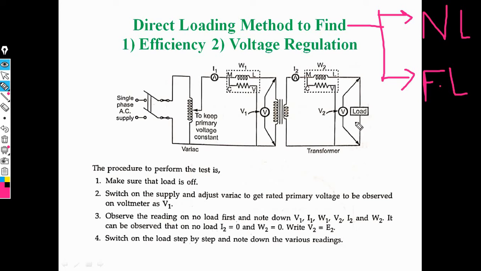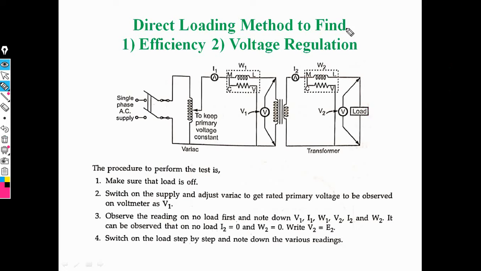But this diagram is full load condition because load is connected across the secondary side of the transformer. That is called the full load condition. But in no load condition, there is no load connected at the output side of the transformer.